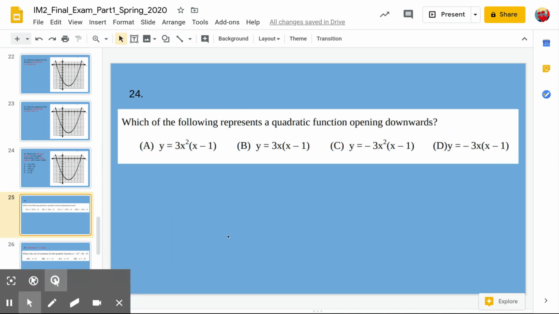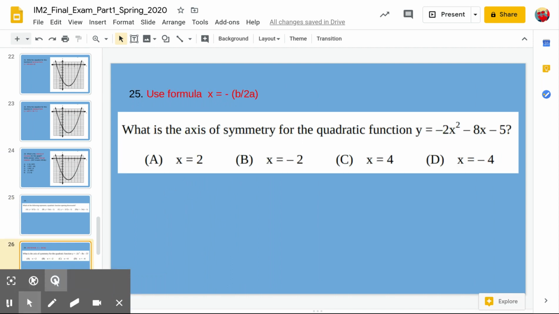Question 24, which of the following represents a quadratic function opening downwards? Okay, so it has to be a quadratic function and it has to open down. 25, what is the axis of symmetry for a quadratic function? y equals -2x squared minus 8x minus 5. I'll save you some time with the notes. Remember the formula we use for this in standard form to find the axis of symmetry is x equals the opposite of b over 2a.